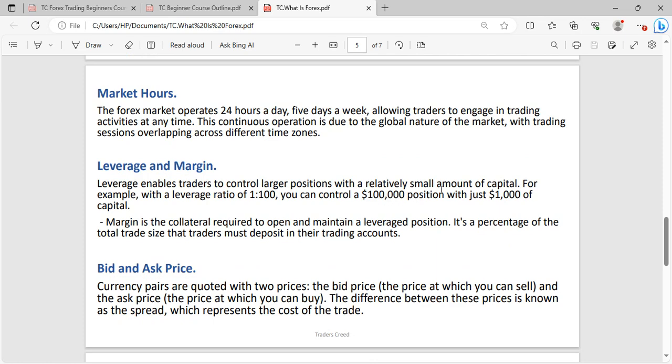Leverage is the ability to control a large amount of money with a smaller amount of capital. So let's say with a leverage of 1 to 100, you can control 100,000. That's your capital times your leverage, and that is what gives you that amount.